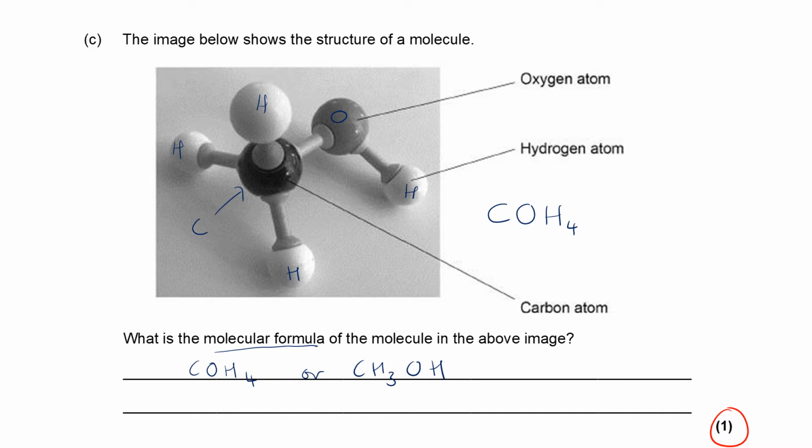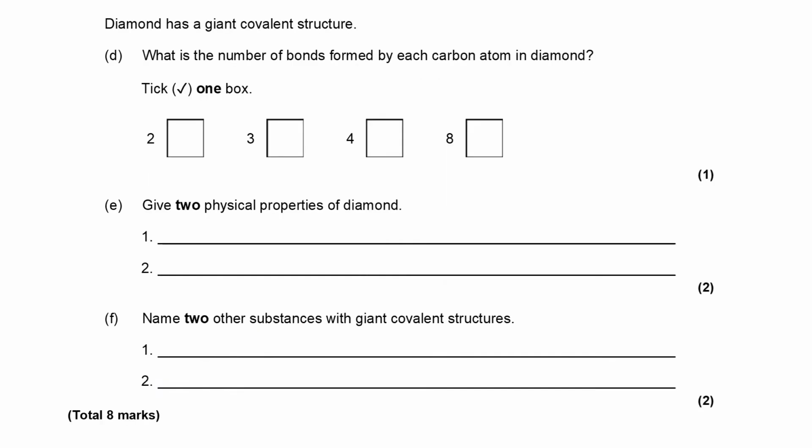The second way is how I know it's traditionally written by chemists. But both ways are right because there's still 1 carbon, there's still 4 hydrogens, and there's still 1 oxygen. Right, the next part says diamond has a giant covalent structure. So straight away I'm writing down it's hard, it's got a high melting point, a high boiling point.